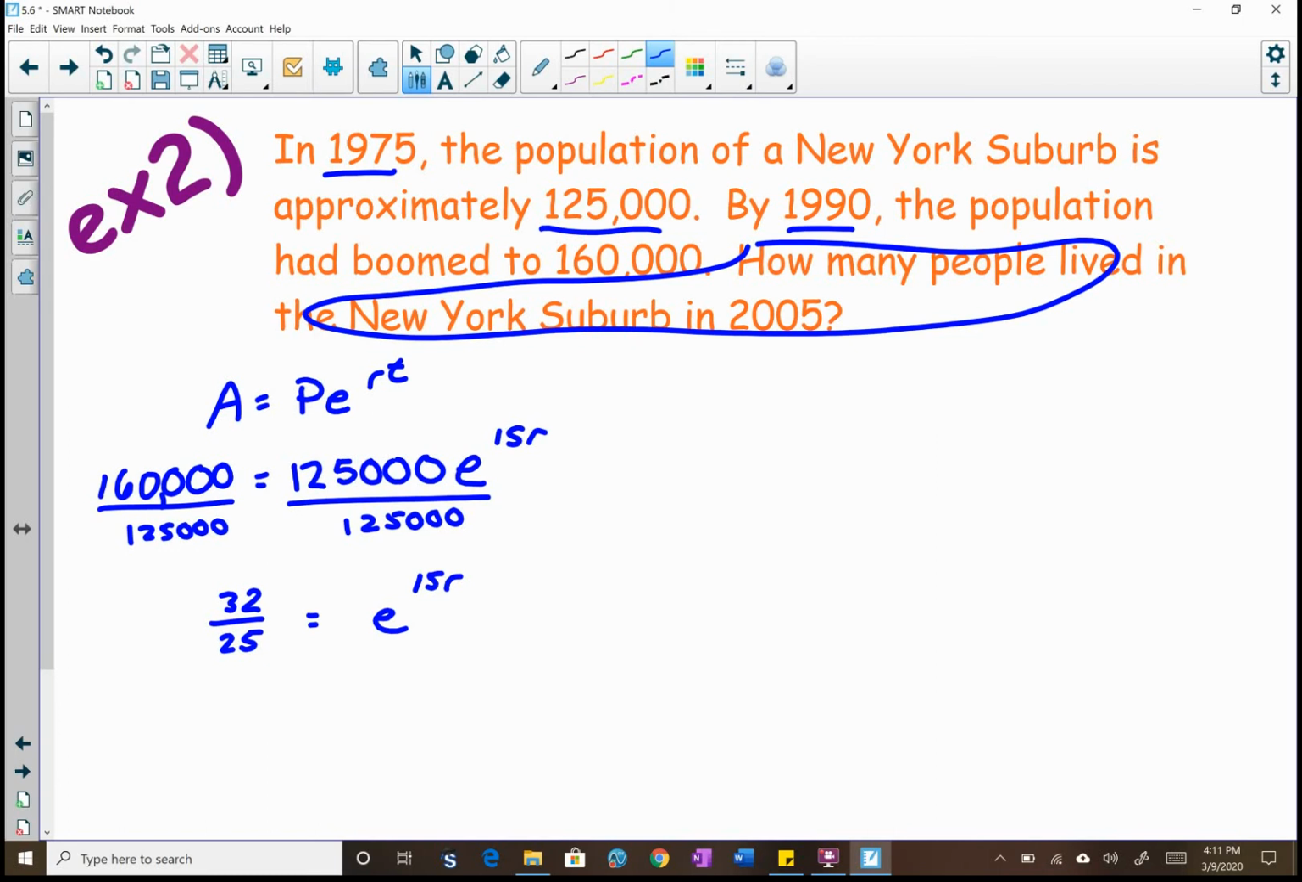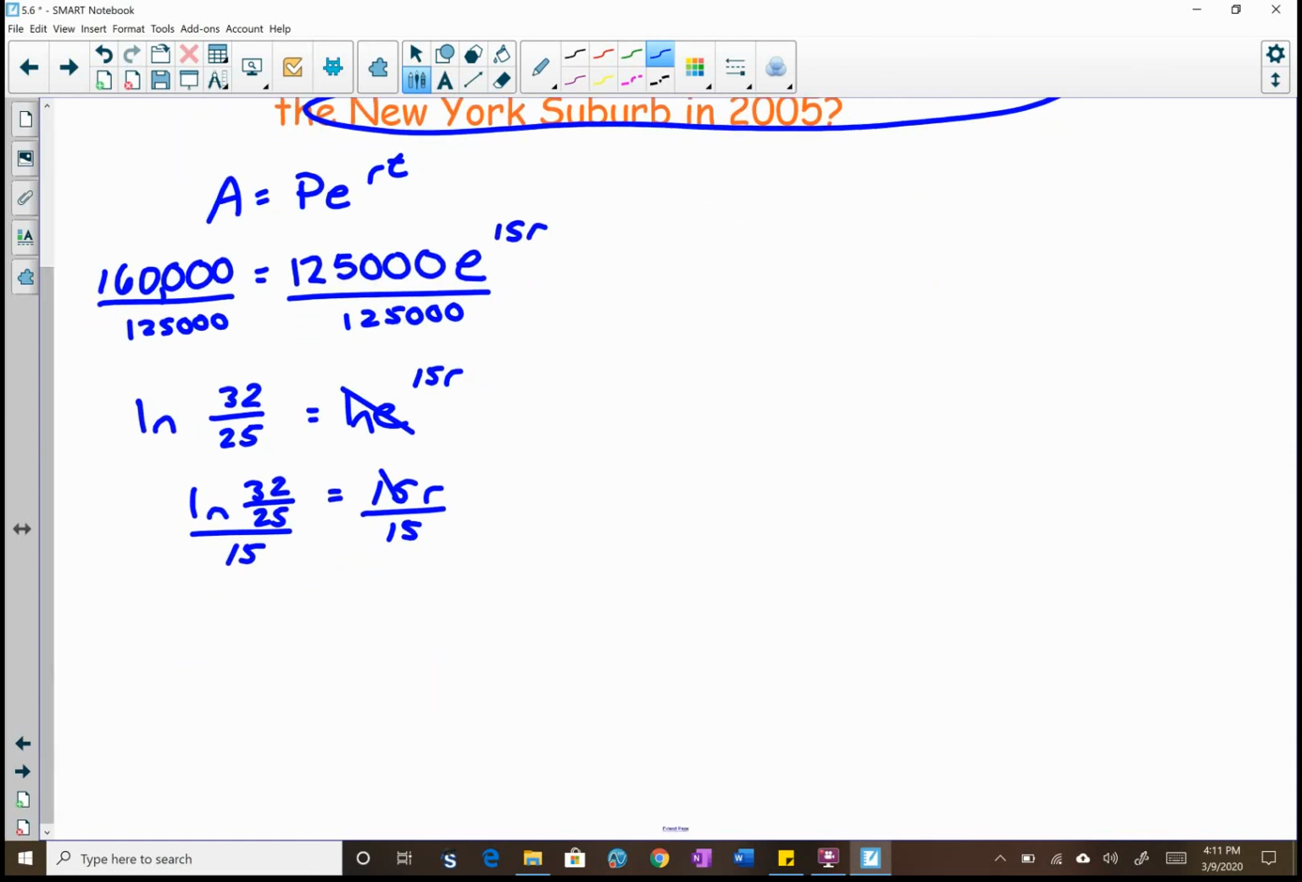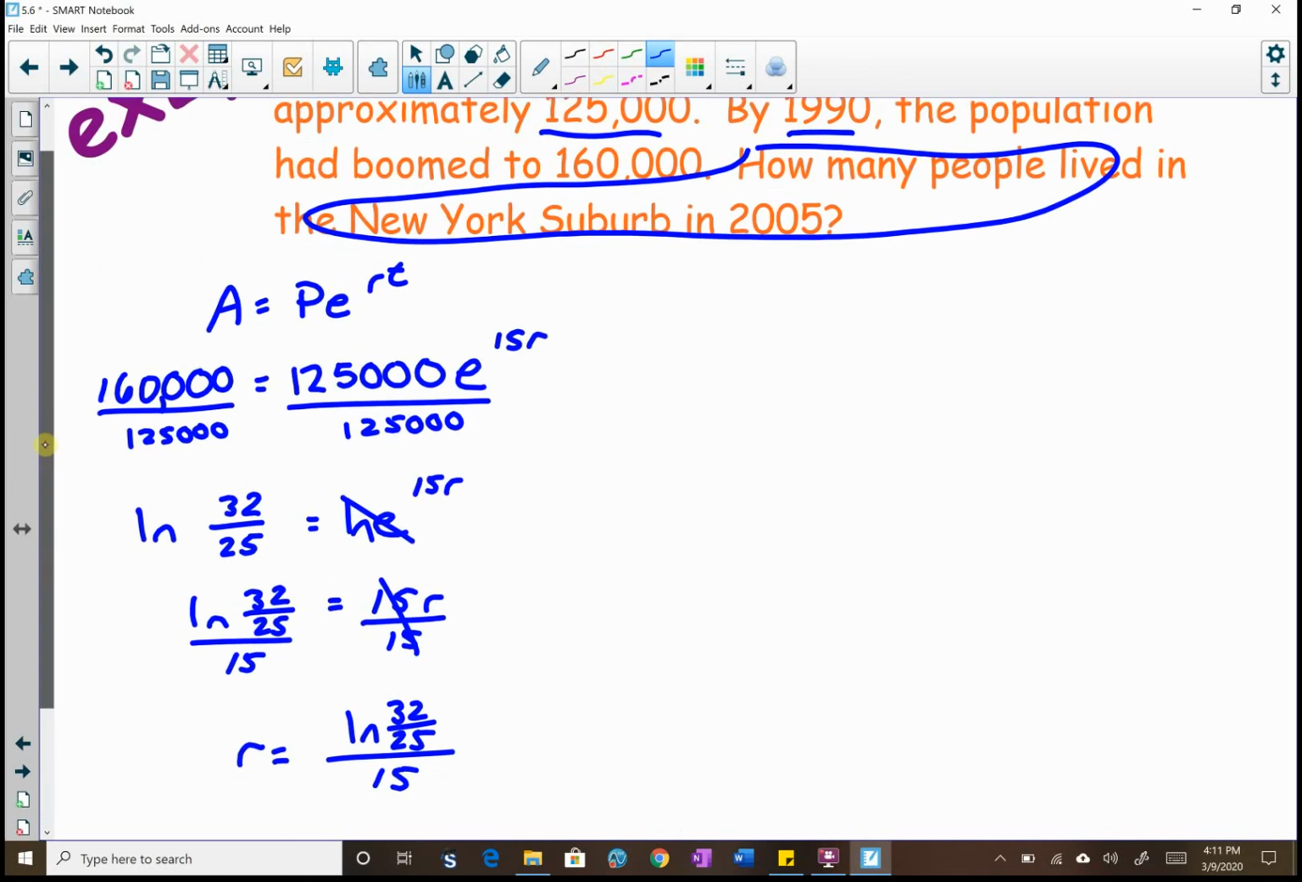Natural log both sides. So I have natural log of 32 over 25 equals 15R. Divide by 15. So I have R equals the natural log of 32 over 25 over 15. Again, don't round. We don't round to our final answer.